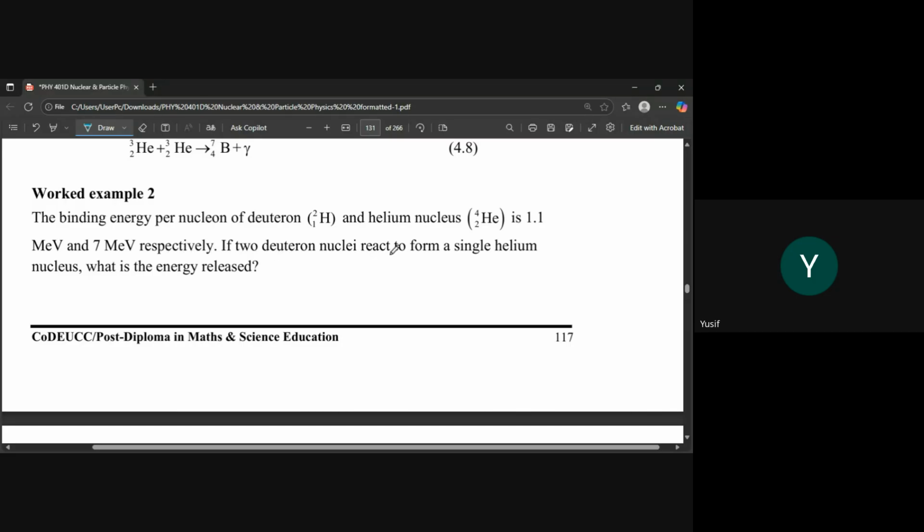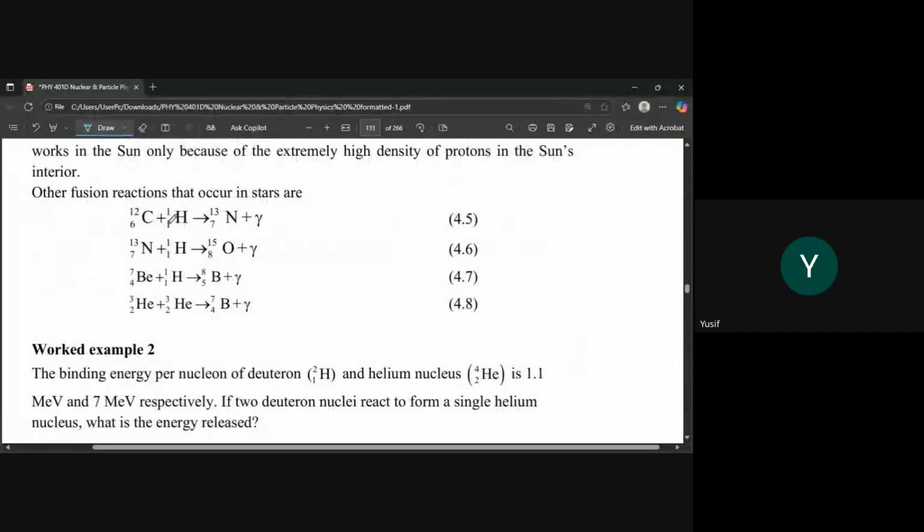If two deuterium nuclei react to form a single helium nucleus, what's the energy released? So it's a matter of just this, because twice of this is used to produce this. But mind you, in some cases you realize the energy at the reactant side is not the same as the energy at the product side. Sometimes the one at the reactant is more than the one at the product side, and that's where we take into account the gamma radiation, or the photon, that is being produced.